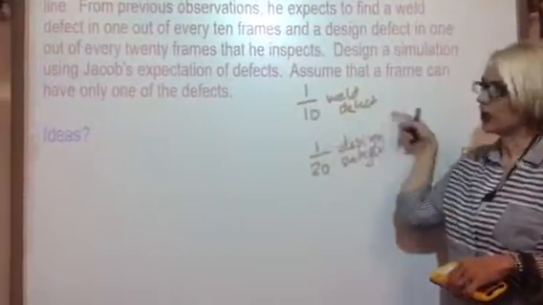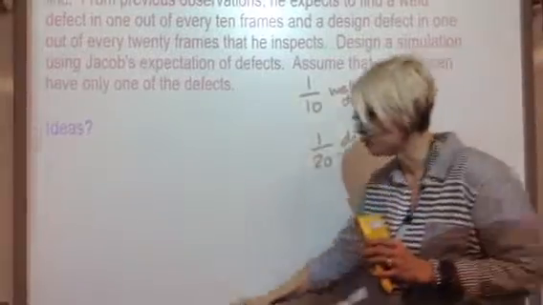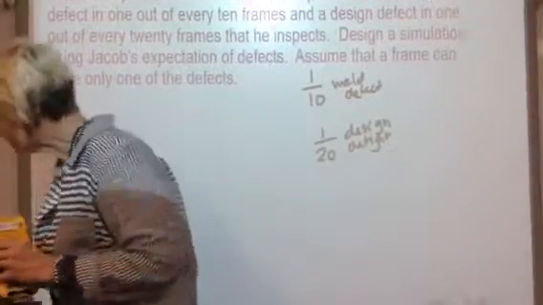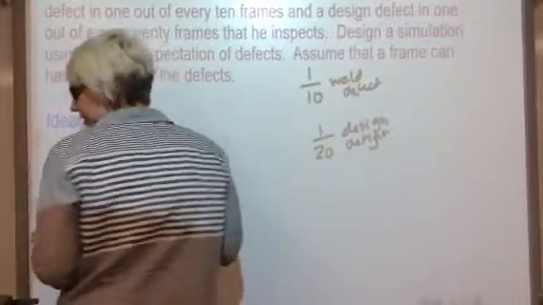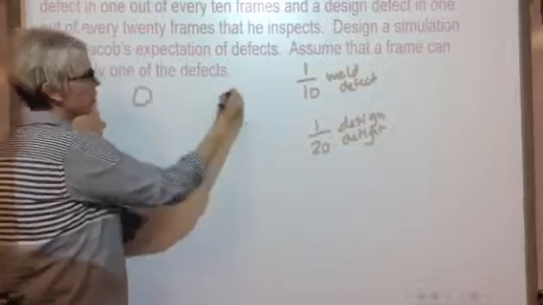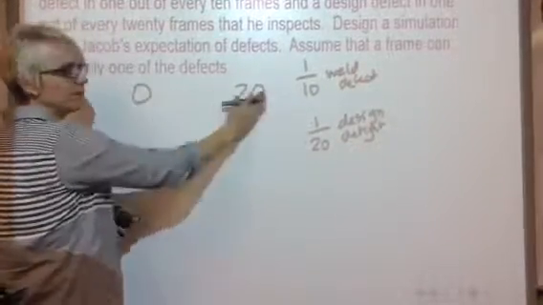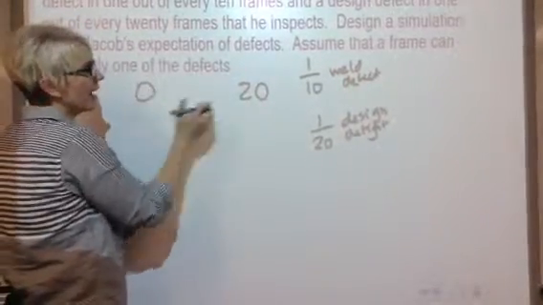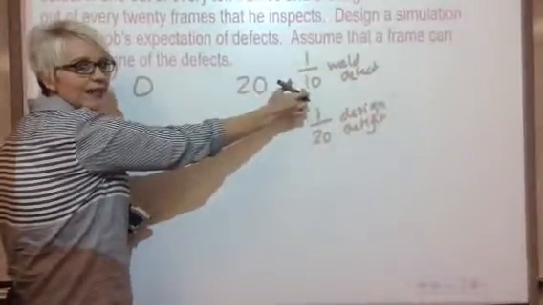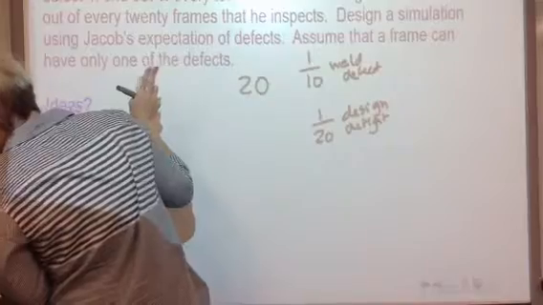So in this situation, you can come up with some idea of what you would want to use. And what we're going to use is a random number generator. And what that means is I'm going to pick the numbers 0 through 20. So I have 20 total numbers here. And what I'm going to designate is this probability 1 out of 10. So that's going to be 2 numbers.